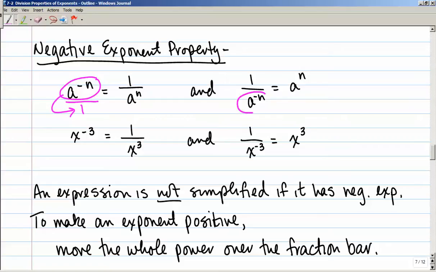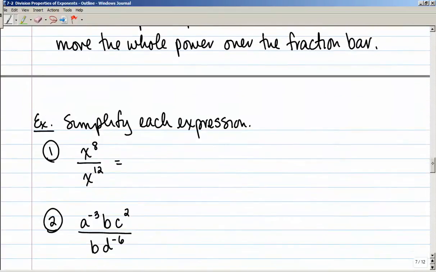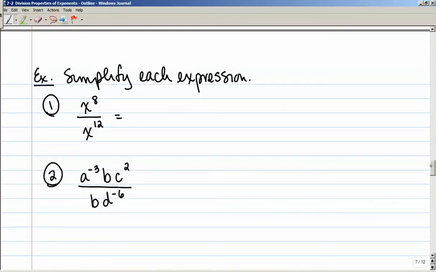Here's my power that has a negative exponent. If I move it up above, it can become a positive exponent. To make an exponent positive, move the whole power over the fraction bar. Let's do a couple examples with this. X to the 8th divided by x to the 12th. Using our property that says we subtract, that would be x to the 8 minus 12. I'll go ahead and write that out. Or x to the negative 4th.